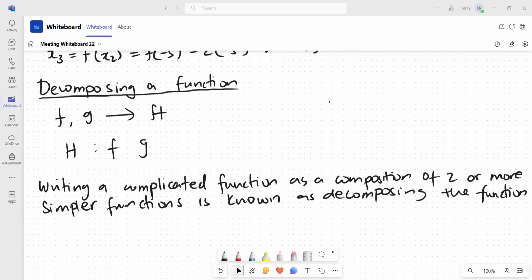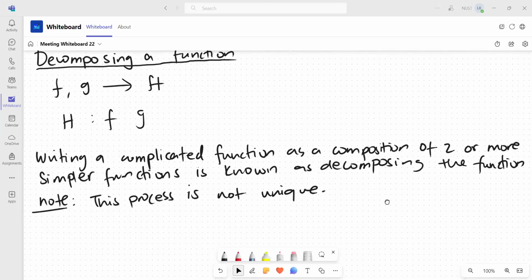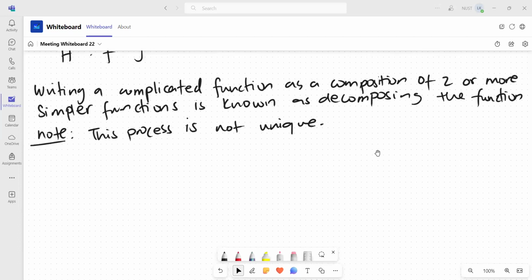Okay. Now what you should take note is this process is not unique. So that means the way you would decompose a function is not necessarily the way that I would decompose it, but when we come up with those two or more functions and then compose them, we still end up with the same result. So there isn't just one specific answer.